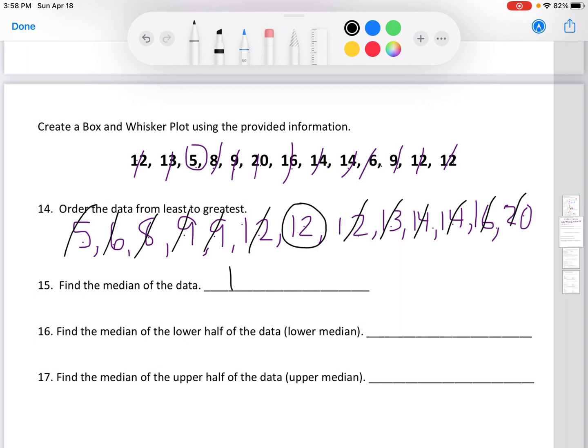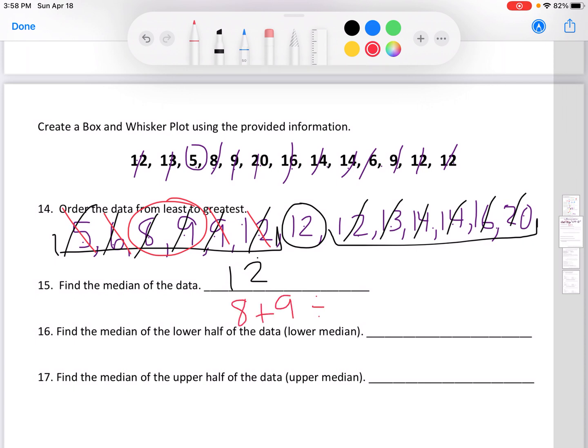I'm going to cross out on each side until I find that middle number. I get 12. So that means I have the same number of numbers on the left as I do on the right. So I have 7 numbers on the left and 7 numbers on the right. Now I'm going to find the median of the lower half or the first quartile. I lied, I don't have 7, I have 6. So I have 2 numbers in the middle. So when I have 2 numbers in the middle, I have to add them together and divide by 2. So 8 plus 9 is 17. 17 divided by 2 is 8.5.